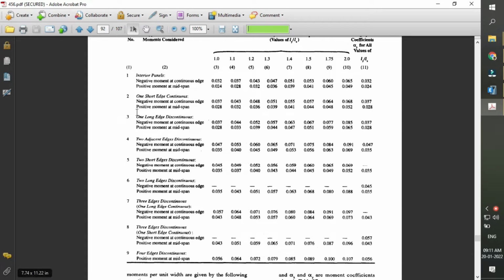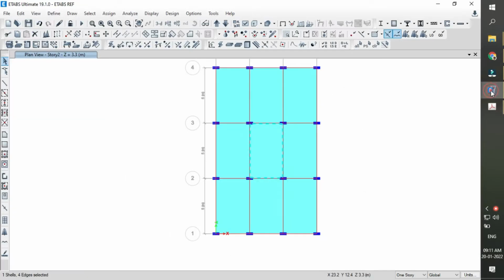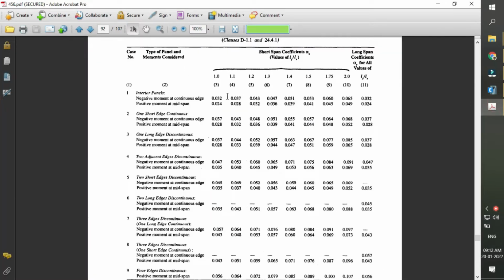These are 9 possible cases for two-way slab, in which the first one is interior panels. Interior panels means the slab is having continuous slab on all adjacent sides, left, right, top and bottom. So this slab we can consider as an interior panel, taking these coefficients based on your Ly by Lx.